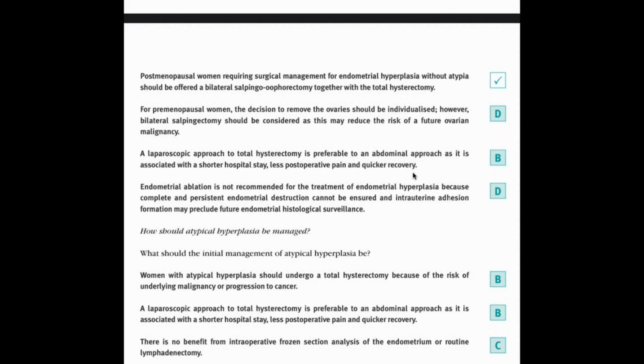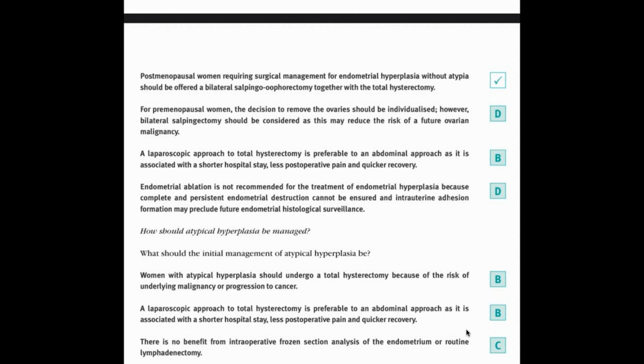Endometrial ablation is not recommended for the treatment of endometrial hyperplasia because complete and persistent endometrial destruction cannot be ensured, and intrauterine adhesion formation may preclude future endometrial histological surveillance. Now, you can use that if the patient asks you, can't I have the lining of my womb burned? Okay, because sometimes they go and read here and there, so they could have picked up that information from somewhere, from a friend or from the internet or from a leaflet they read before, and they ask you. So this bit here, you can use it to tell them why you wouldn't recommend endometrial ablation. Okay.